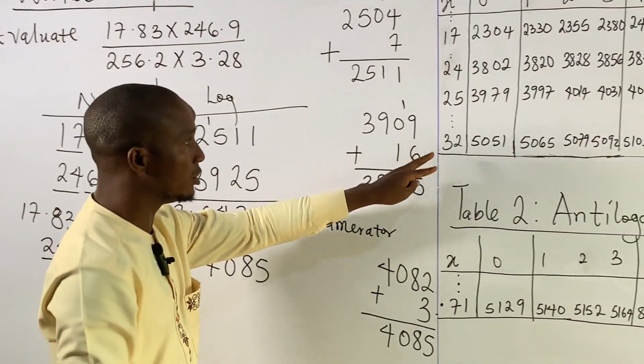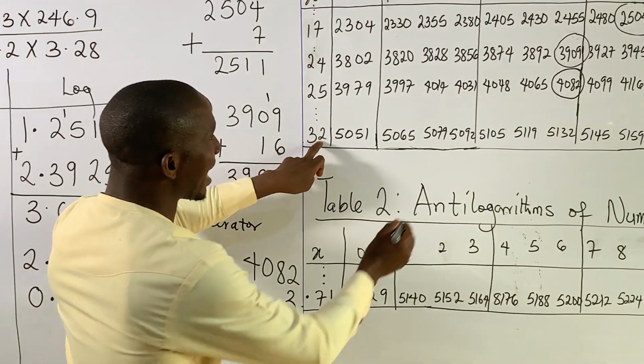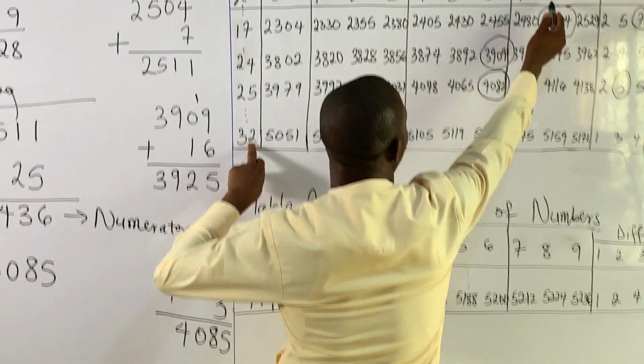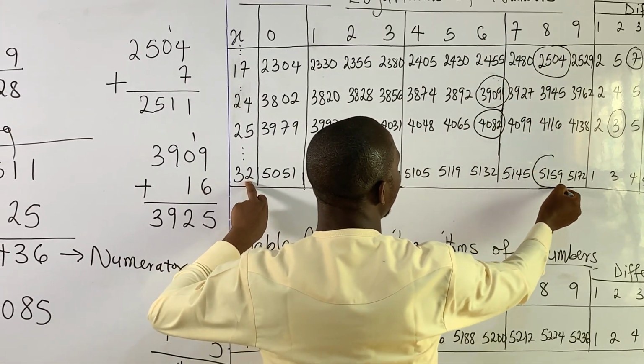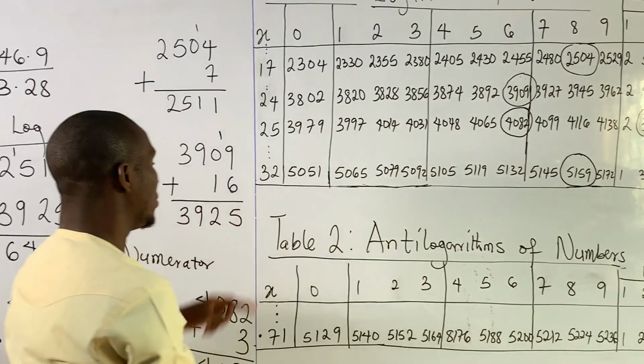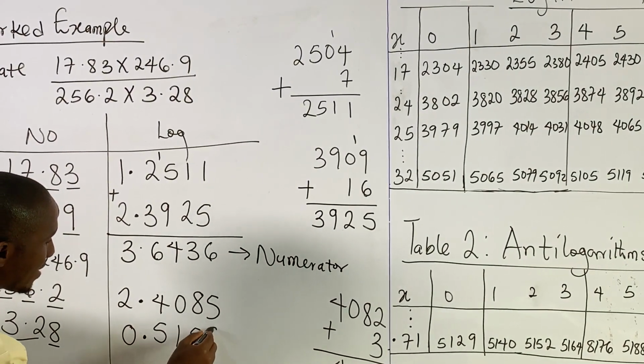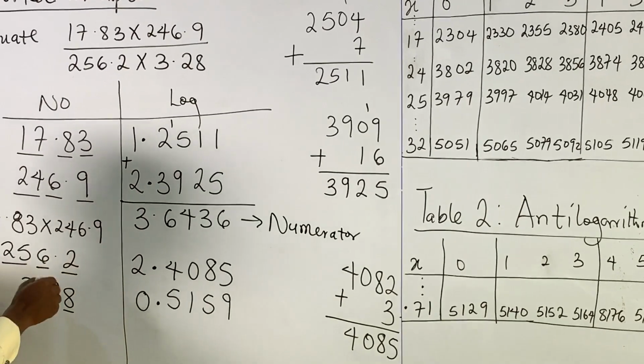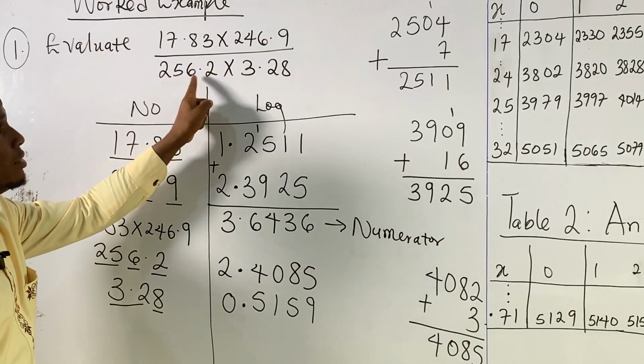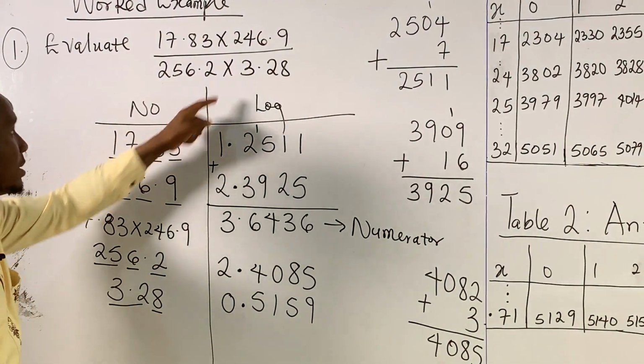Let's go to the logarithm table. 32 under 8. This is under 8. 5159. So we come back here and place 5159. Between these two, at the denominator level, between the two is multiplication.